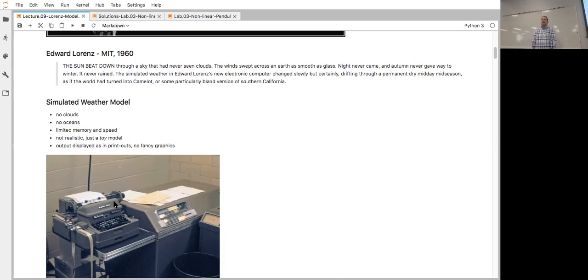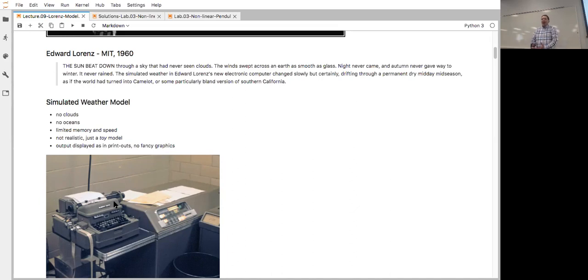So if you were going to simulate the weather, you had to make a few approximations. Number one, let's get rid of those clouds. Clouds are tricky. By the way, clouds are still tricky. We do not simulate clouds correctly in weather models. Oceans are pretty important, but let's not deal with oceans and air. Let's get rid of the oceans. So land everywhere. We have really limited memory and limited speed on this thing, so let's make a toy model of the climate.